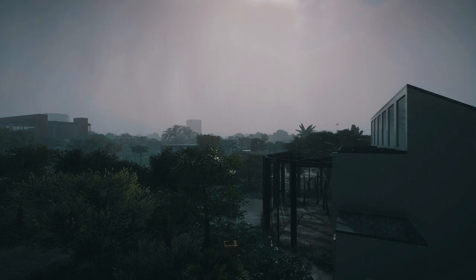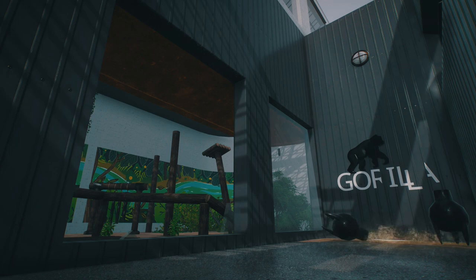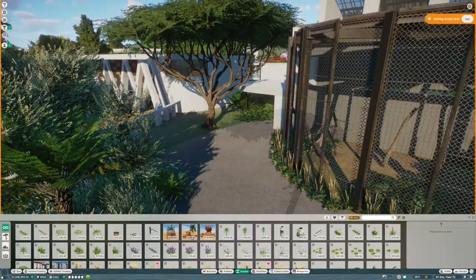So what you're looking at here is the oldest enclosure in Tecton Zoo. This is the old gorilla house, nestled away behind the forest. It was built in 1932. It's been empty for many years due to it being way too small to keep gorillas in. And today we're going to modernize and retrofit it for black and white ruffed lemurs. All right, so that's the lore out of the way.